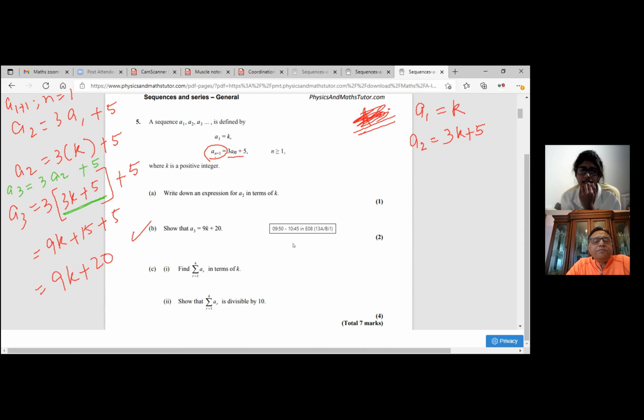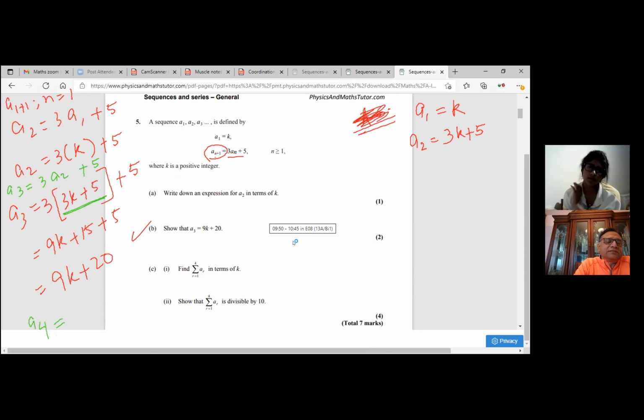Find the sum of A_r in terms of k, the first 4 terms, r equals 1 to r equals 4. You have to find that sum. Is that okay? So what does the number on top mean again? From 1 to 4. So we have to add A4 also. So find A4 also. It'll be easy for you.